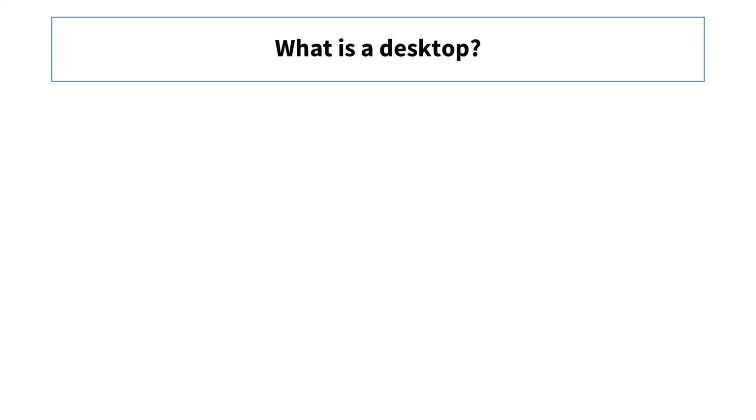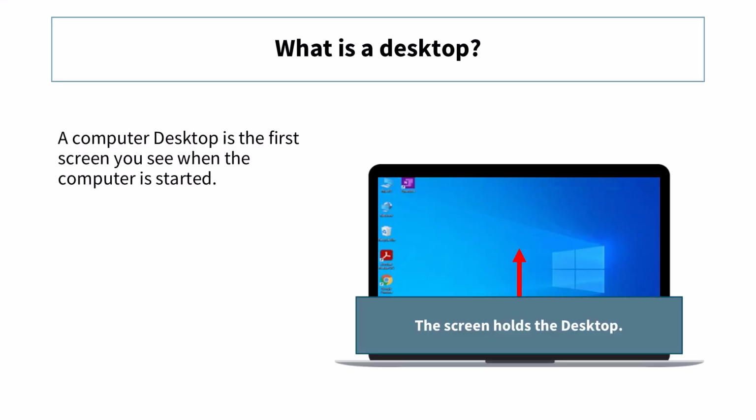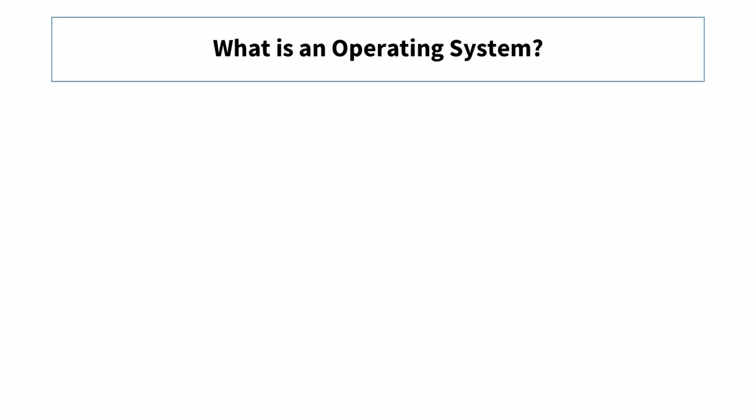Now that the computer is powered on, we need to understand what a desktop is. As the image shows, the desktop appears on the screen and is the first thing you see when the computer is started. The desktop contains the most frequently used tools that you'll work with. Next, we need to understand what an operating system is because that will determine the appearance of the desktop tools.